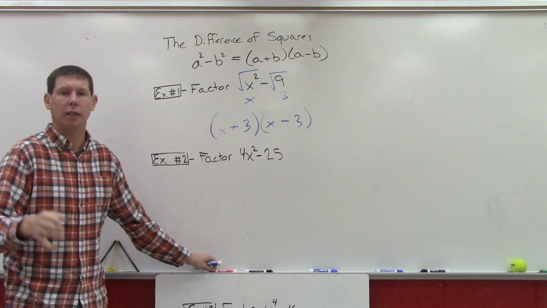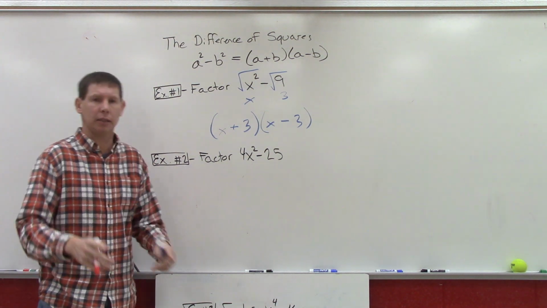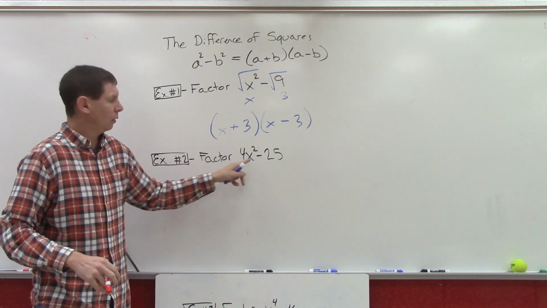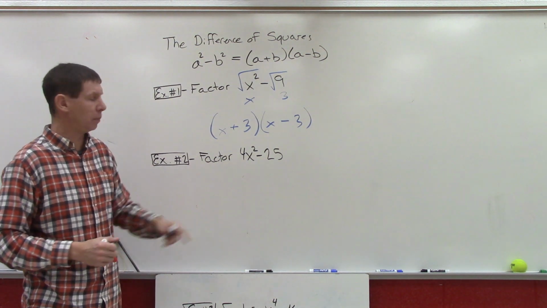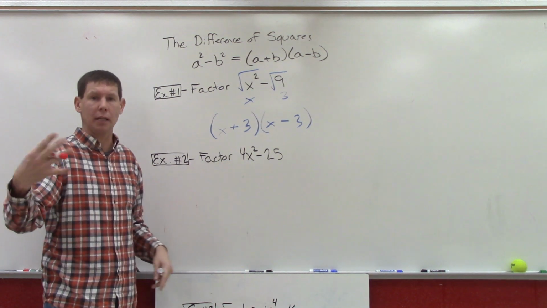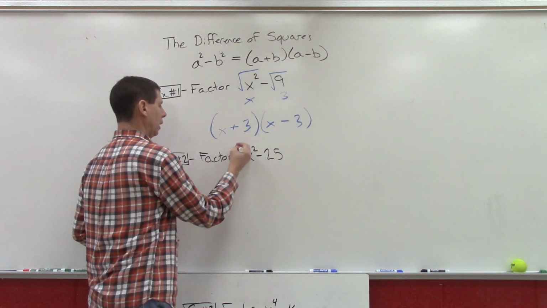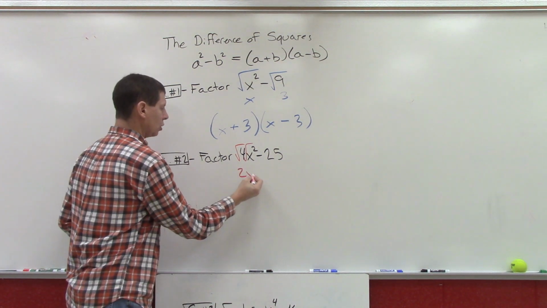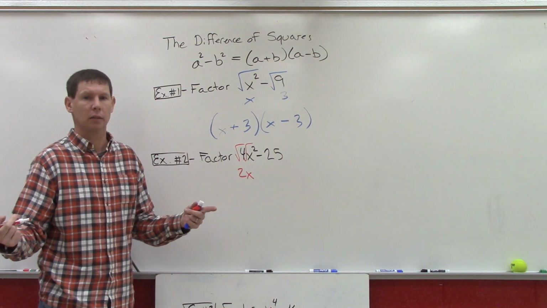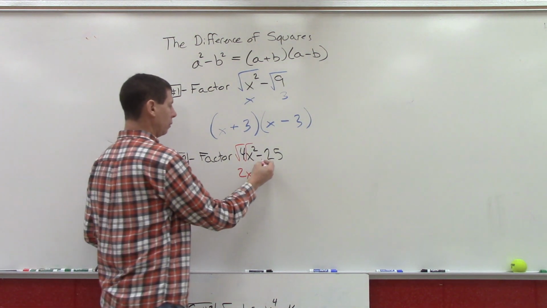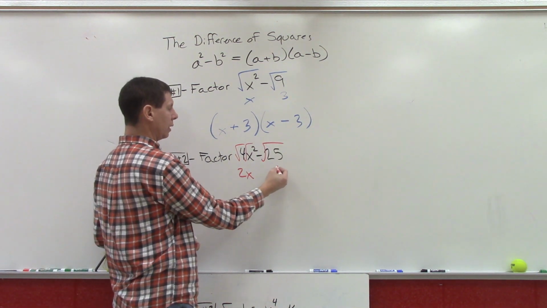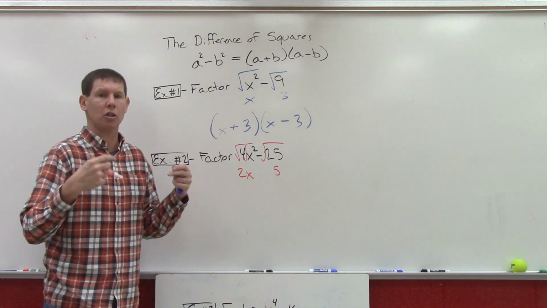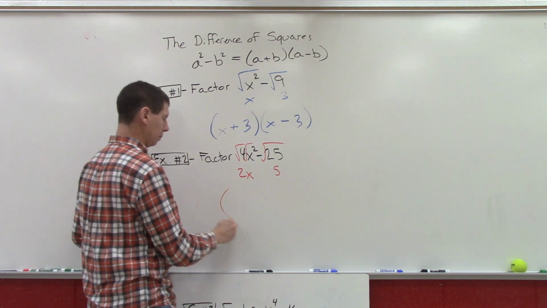So let's do one more. We got a minus sign, so that's the difference. Actually, we're going to do two more. Now, 4x squared is a perfect square because if I take the square root of 4, I'm going to get 2. And if I take the square root of x squared, I'm going to get x. So our square root there is 2x. 25 is a perfect square, and we know if we take the square root of 25, we get 5. So the 2x and the 5 are going to be our terms that go into each binomial.